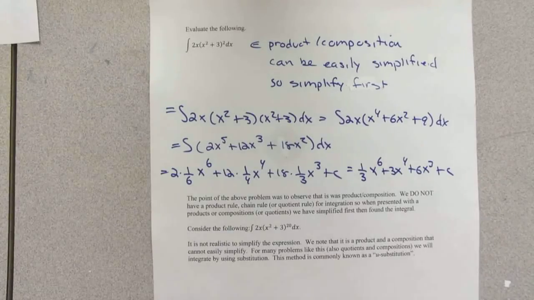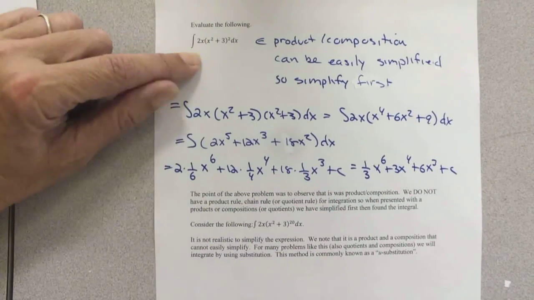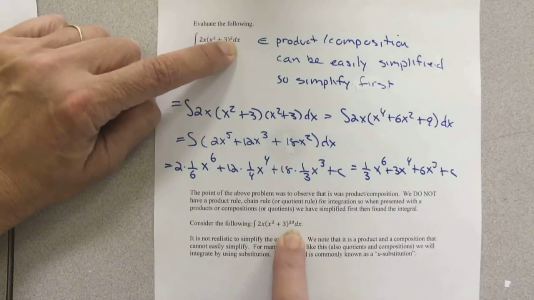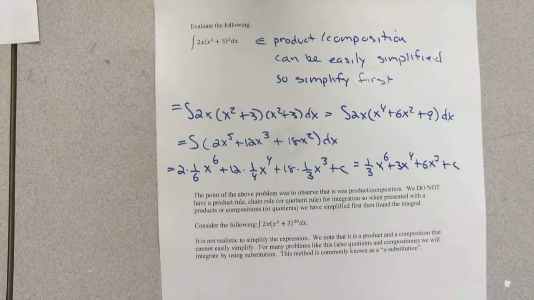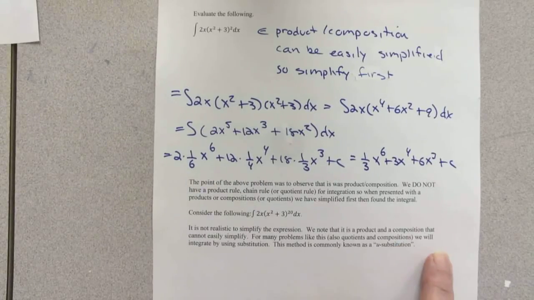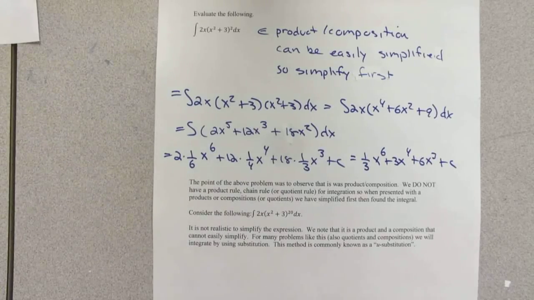I probably spent way too much time doing a relatively simple problem. Now, again here, we chose to simplify because it was easy to simplify. Compare that problem to this guy here. All I did was put a 0 after that 2. It's now an exponent of 20, and you aren't going to multiply that guy out. It's not realistic. And so simplification is not really an option here. And so we note that it's a product of composition that cannot easily be simplified. For many problems like this, and also quotients in compositions, we will integrate by using substitution. This method is commonly known as U substitution.